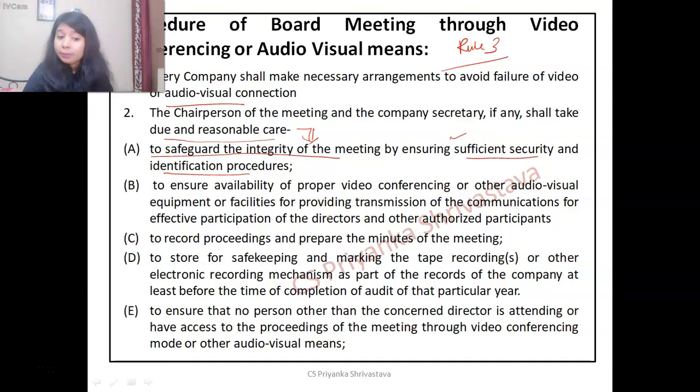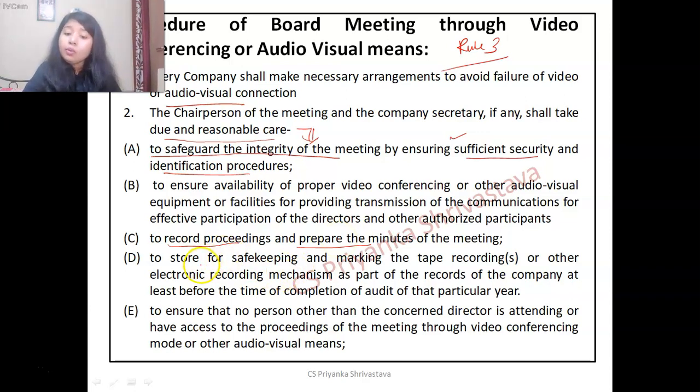Every director is able to participate, and every authorized person who is allowed to participate in the meeting is able to understand what is going on in the meeting, and then we are able to record the proceedings and prepare the minutes of the meeting. So obviously this is the work of the company secretary. We have to prepare the minutes of the meeting, and we need to record the proceedings, whatever happened in the meeting.